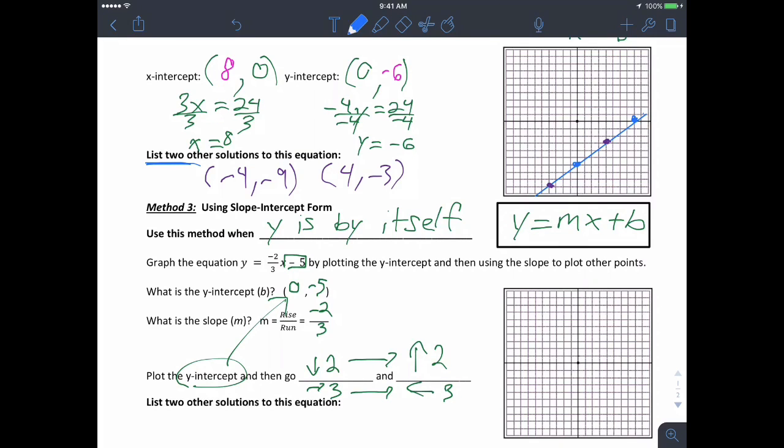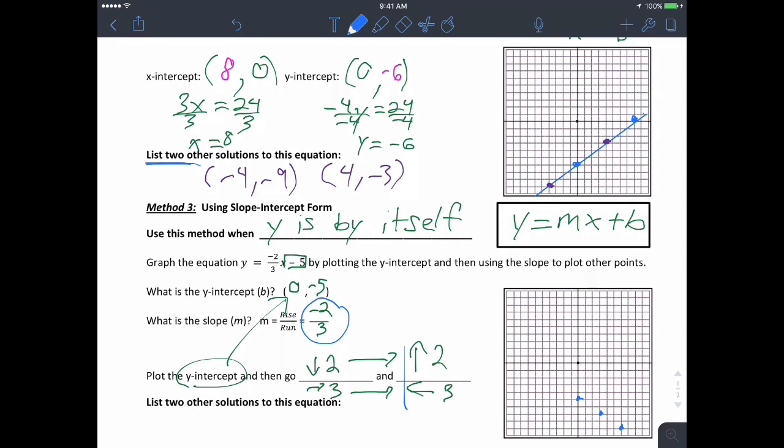Now let's go ahead and graph this. We're going to start out by plotting the point (0, -5), which is right here. Then we're going to use the slope to find the next point. Now, over here, the original slope we have is -2 over 3, down 2 to the right 3. So we're going to go down 2 to the right 3, down 2 to the right 3. And I can't do it anymore because if I go down 2, I'll be off the graph.